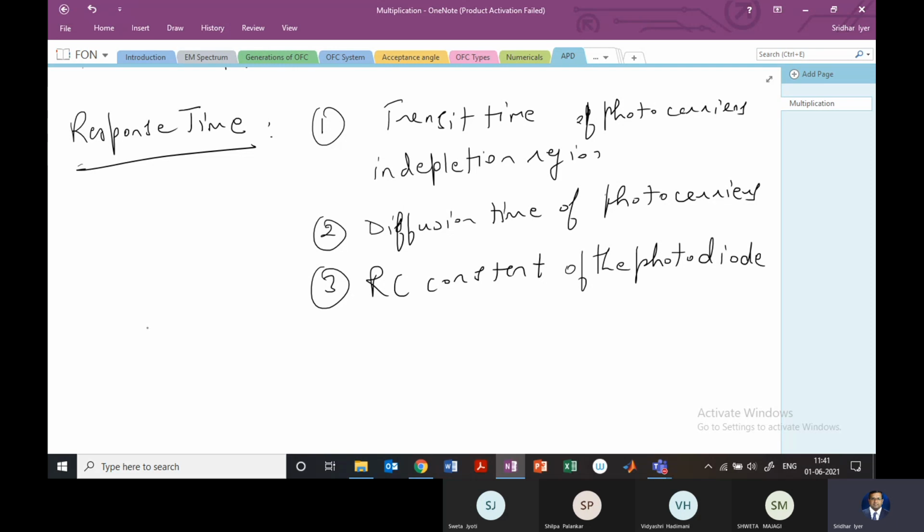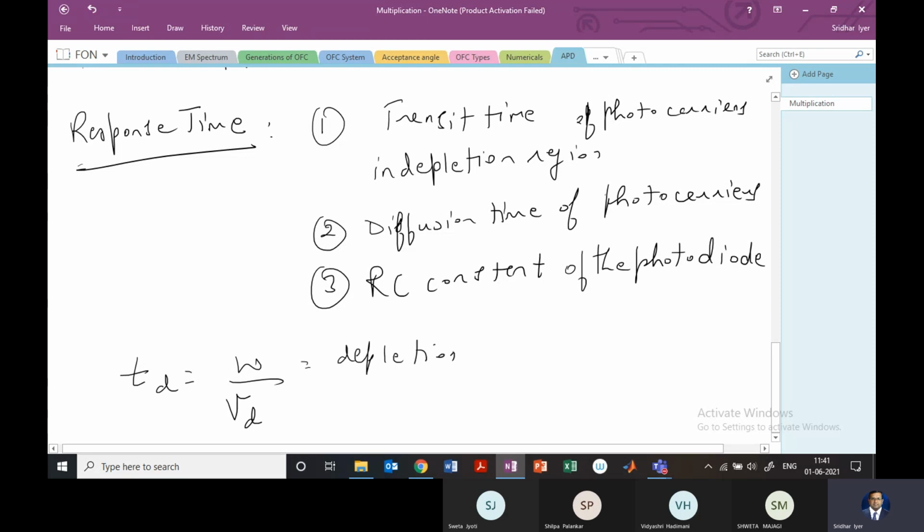So in terms of this transit time, we can calculate using the PN junction and the diode. The transit time TD is given as W divided by VD, where W is the depletion layer width, how wide the depletion layer is, and VD is the velocity of carriers.